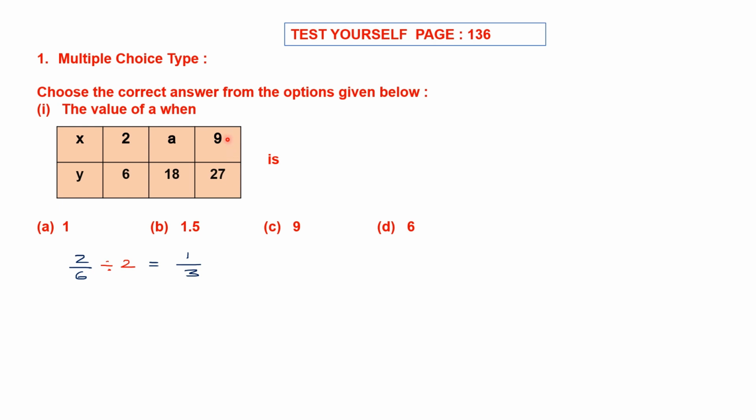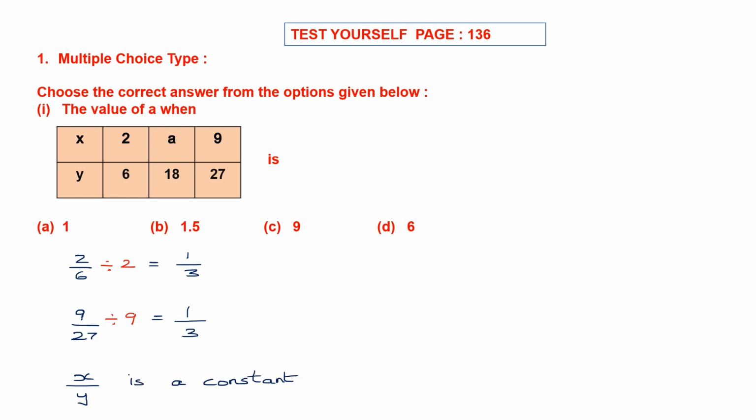Here both are known. So let's take 9 by 27. Here both are divisible by 9 itself. Let's reduce it. 9 ones are 9 and 9 threes are 27. So here what do we see? We see that 1 by 3 and 1 by 3 both are the same values. That means x divided by y is a constant. That means this is direct variation because x by y is a constant. We can write that x by y is a constant.